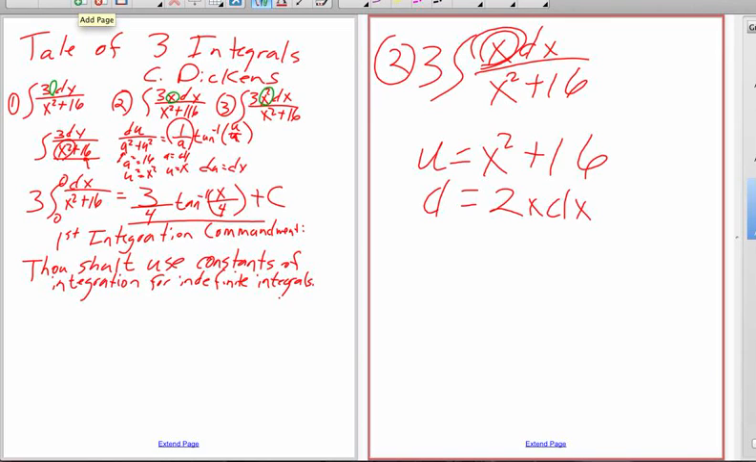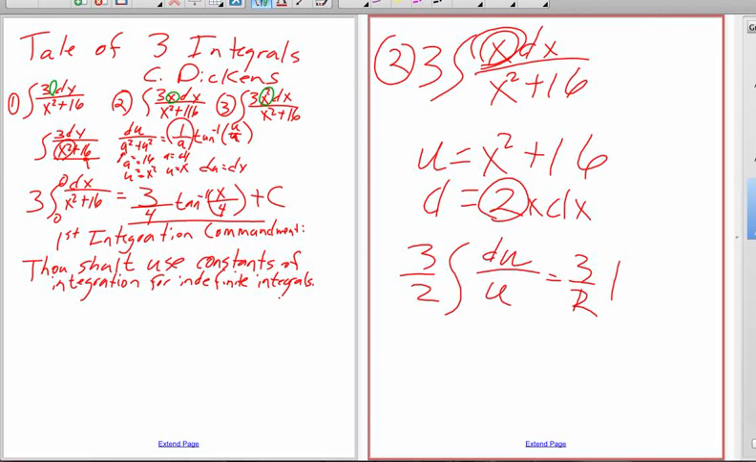So now, what I'm going to end up living with is, when I do this, I'll have a 3/2, because I don't have this 2 in there, times the integral of du over u, which is 3/2 natural log of the absolute value of u plus c. Thou shalt use constants of integration.